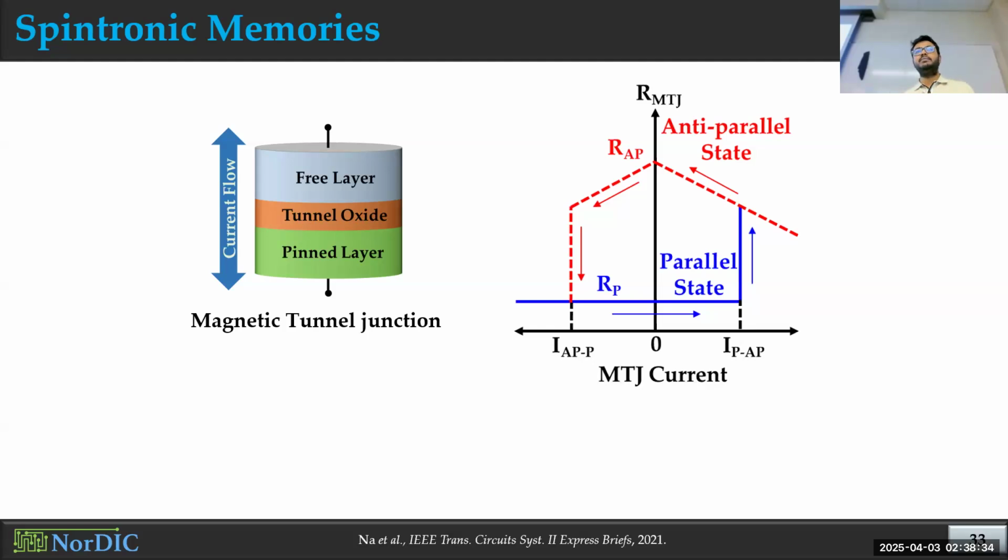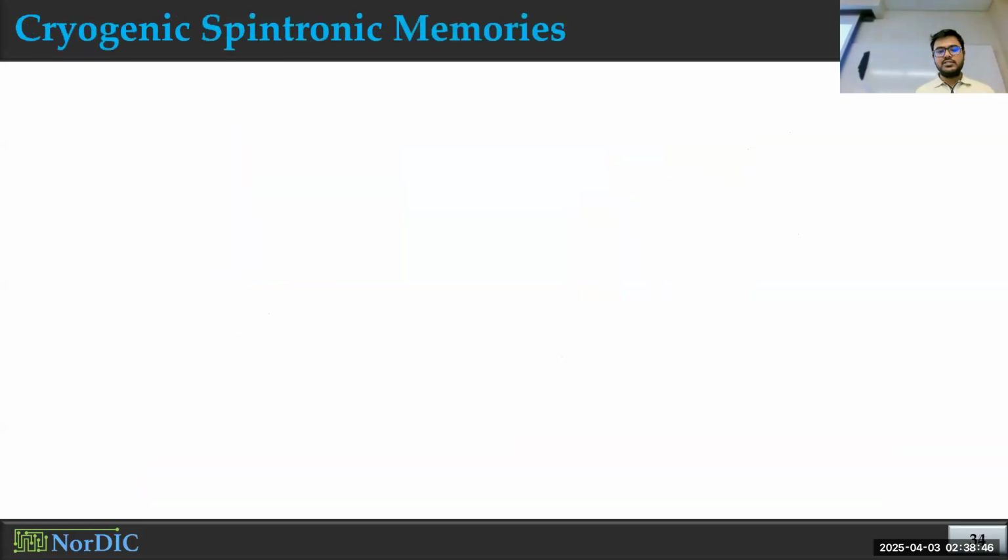You have parallel or anti-parallel state. And for these two states, you have two resistance states like the memristor. So from a high-level, the behavior is similar to a memristor, but the underlying mechanism is different. That's the only thing. So again, you know all these things, I guess.